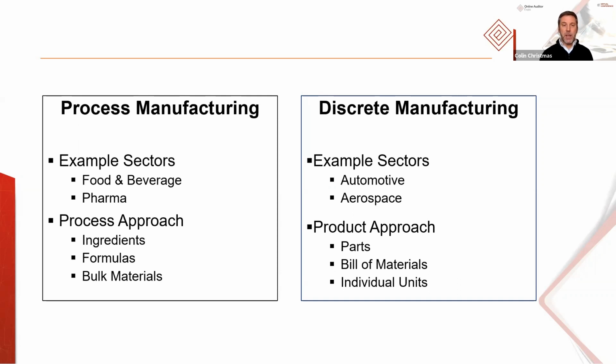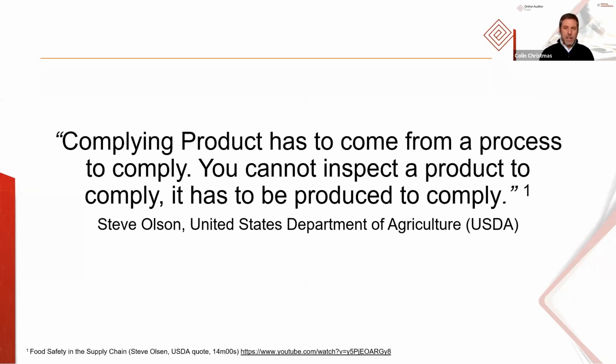So you're going to hear the concept of, is it a process industry or is it a product industry? And automotive aerospace is a product approach. This is parts, bills of materials, and individual units. So why is that important for an auditor, you might ask?